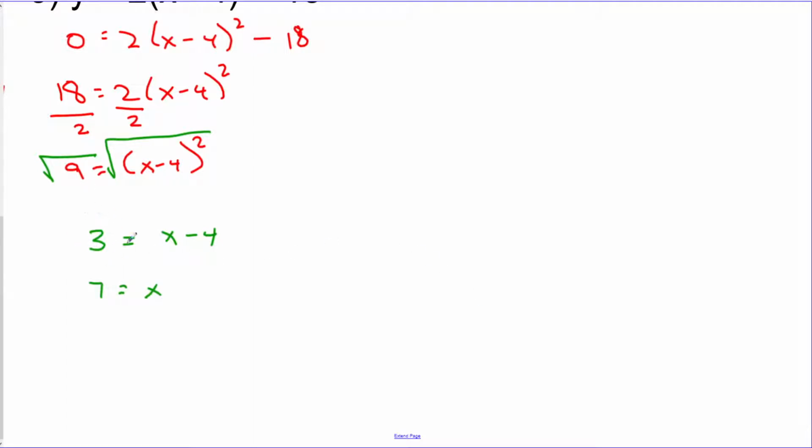So I'm usually expecting a second answer, and what you may have forgotten is that when I square root 9, not only do I get 3, but I also get negative 3. So I'm going to write a second equation where the output might be negative 3. If I add 4 to this one, I get a 1.